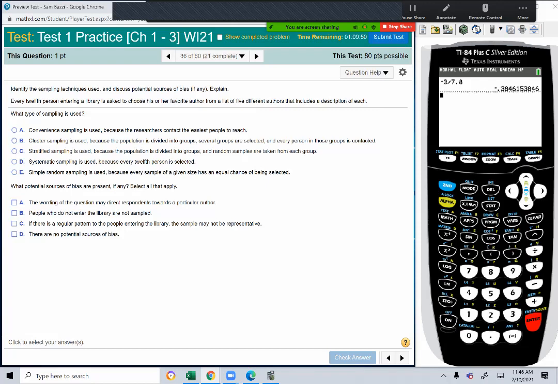Identify the sampling technique used and discuss the potential source of bias, if any. Every 12th person entering a library is asked to choose his or her favorite author from a list of 5 different authors that includes a description of each. Okay, every 12th, guys, should be easy for you. This is a system. We're creating a system, so it must be systematic. What do you think the source of bias would be here? Read it and let's see.